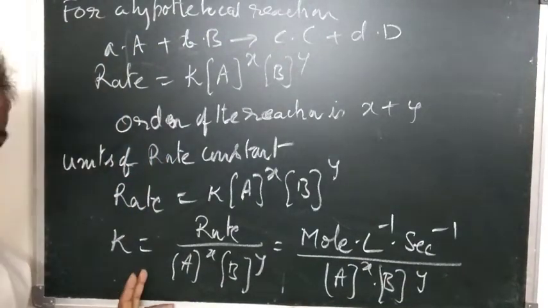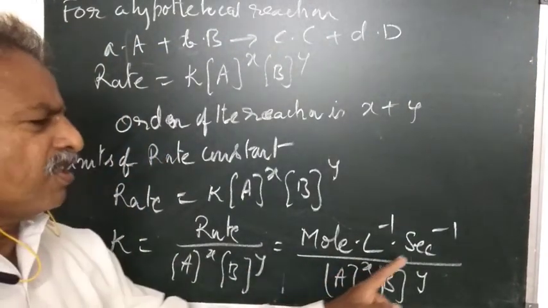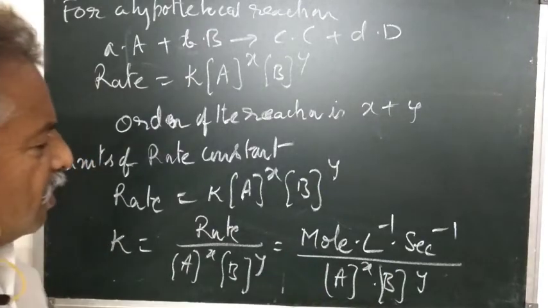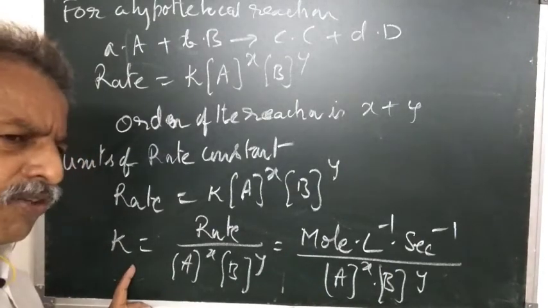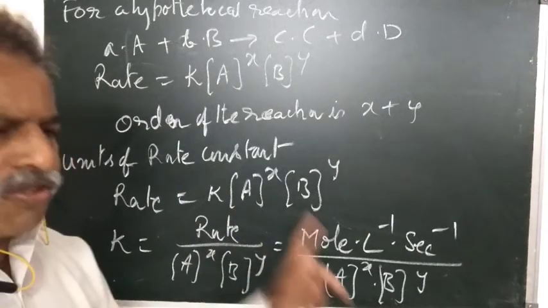Now this rate constant for different order of reactions differs. Now let us discuss the values of rate constant for different orders of the reaction.